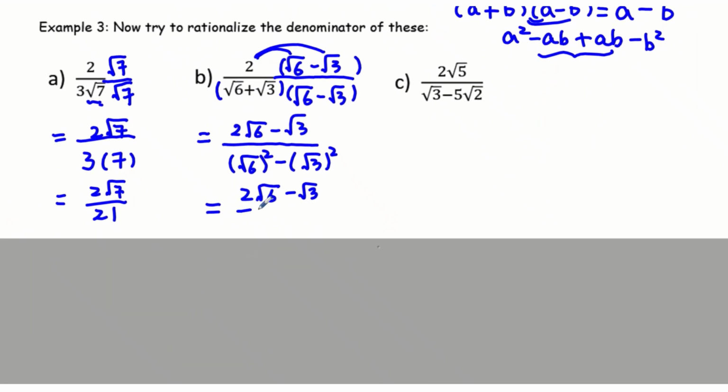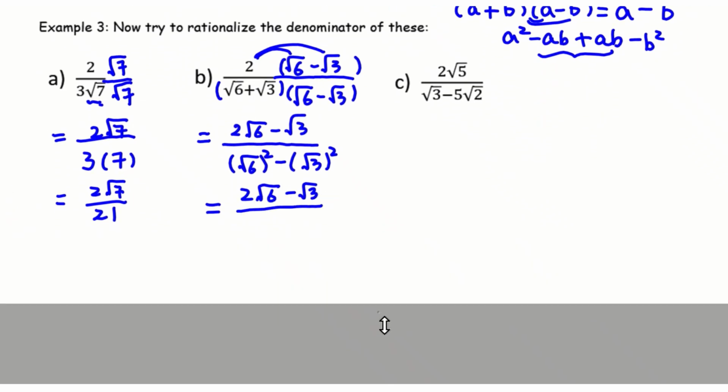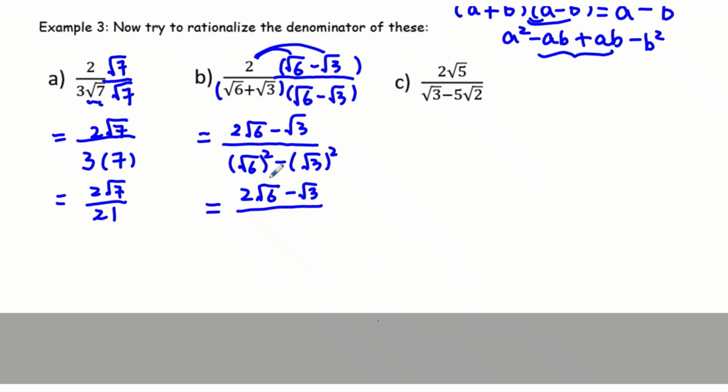So you have square root 6 squared is 6, square root 3 squared is 3. Simplify, we have 2 square root 6 minus square root 3 over 3. Then you will see the denominator is a number, it is not a radical number anymore. So this is called rationalizing the denominator. Okay, rationalizing the denominator, then there's no radical sign there.